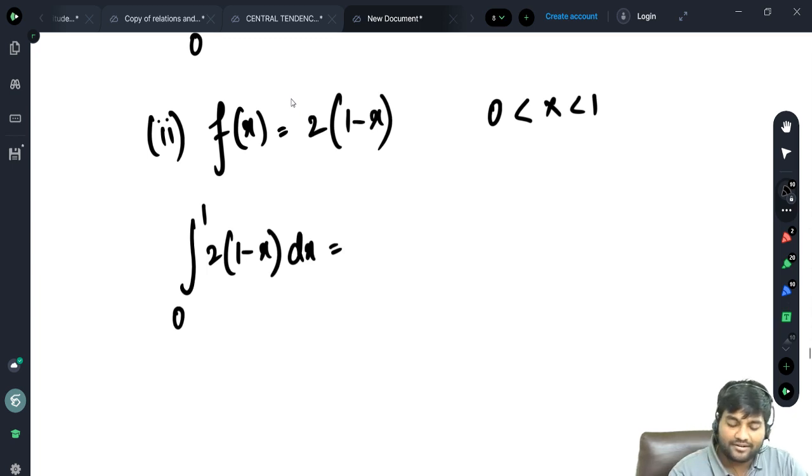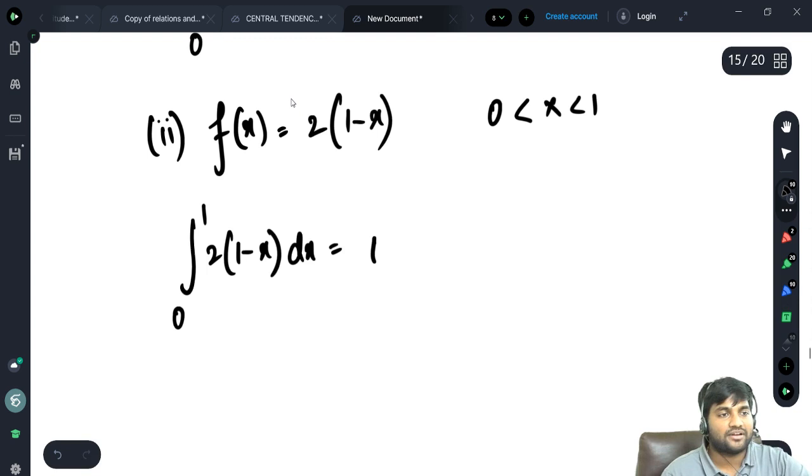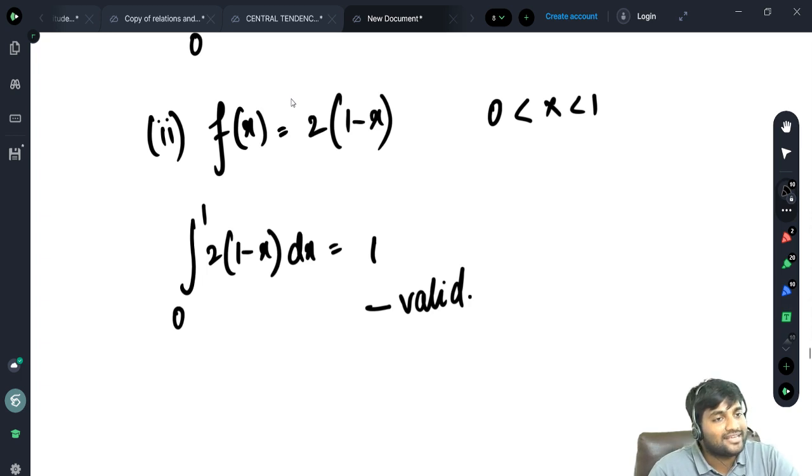Second one is also valid because the answer is 1. When we integrate over the whole range, we should get 1. Okay. Now third.